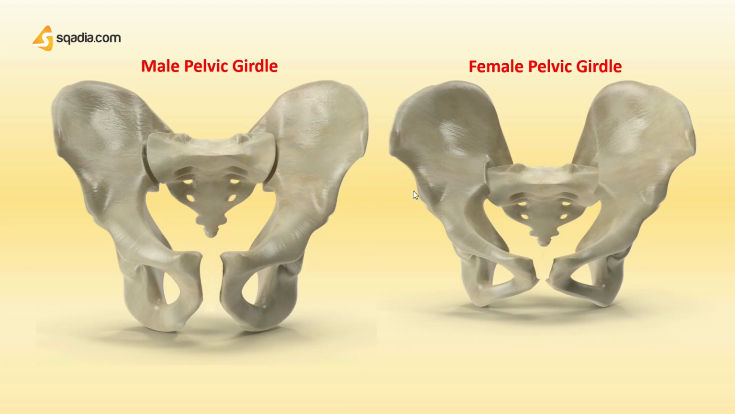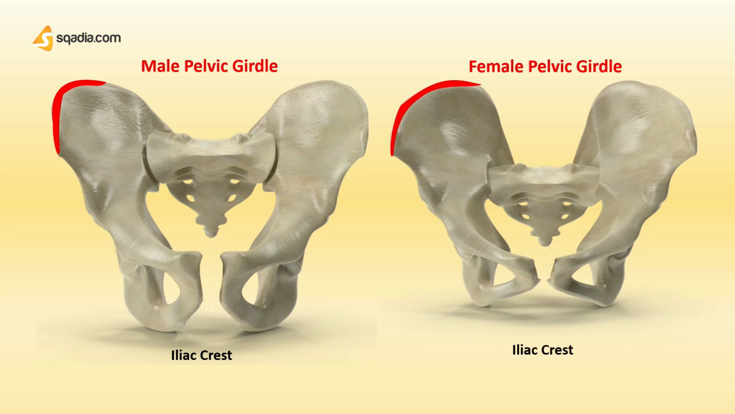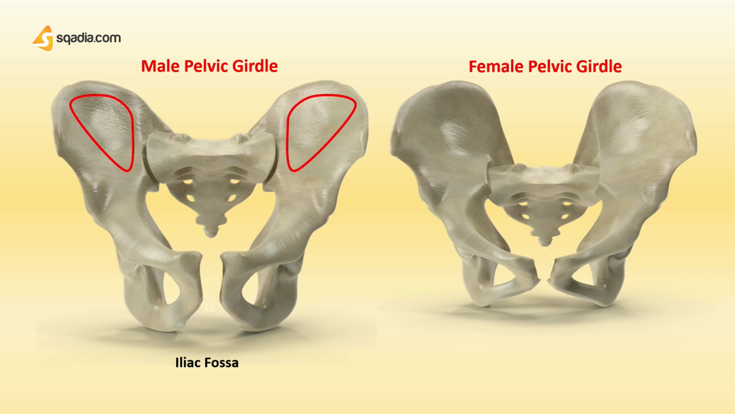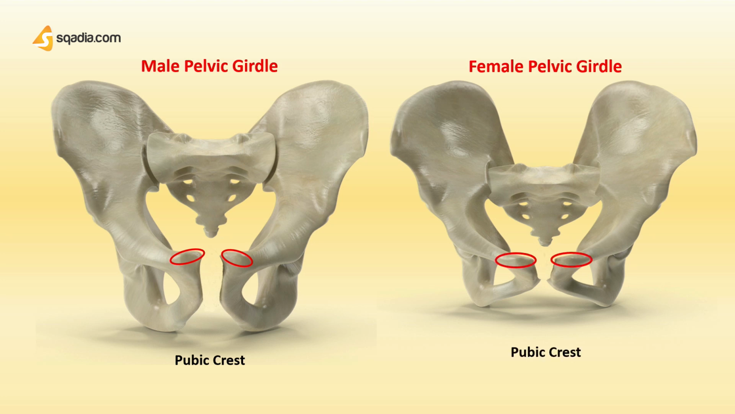First of all, if you observe the greater sciatic notch, it is wider in females, making almost an angle of 75 degrees as compared to the males, where it is 50 degrees. Then we have the curvature of the iliac crest that is more pronounced in the males as compared to the females. The iliac fossa is deeper in males if we compare it with the female iliac fossa, but the pubic crest is shorter in males as compared to the females.